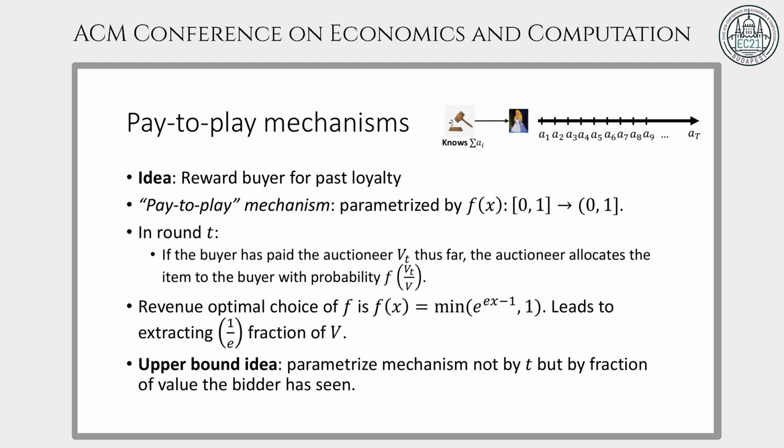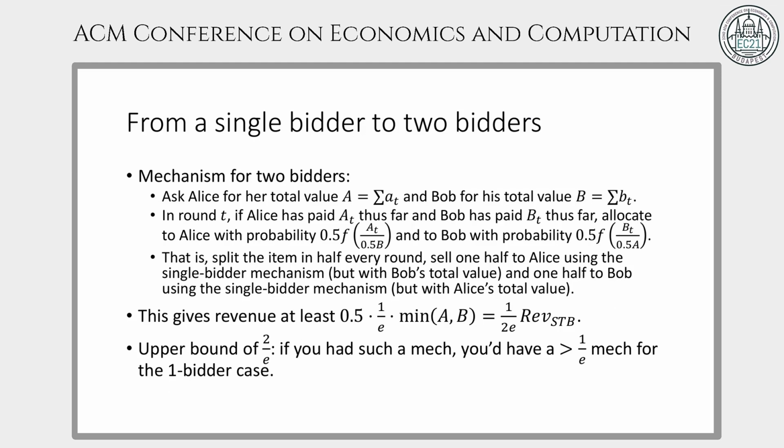Great, so this works for the single bidder case. What do we do for the multiple bidder case? So it turns out we can reduce the multiple bidder case to the single bidder case via a fairly simple reduction.